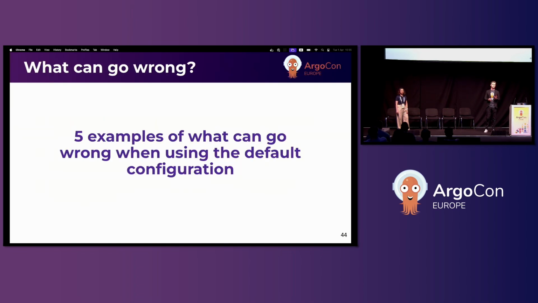And now let's run through 5 examples of things that can go wrong if you went with a default configuration versus how we fix them with our new app project. And hopefully some of them will scare you a little bit.